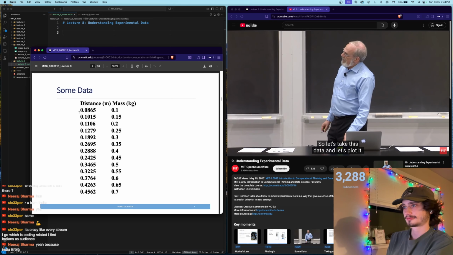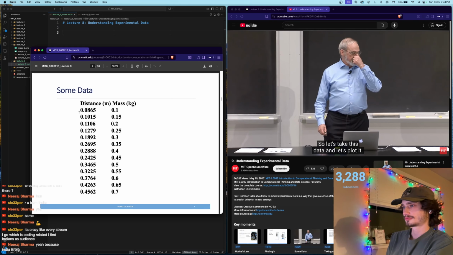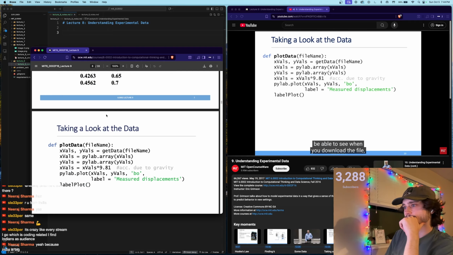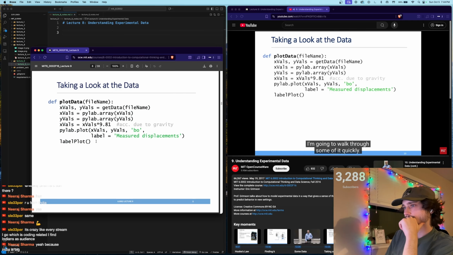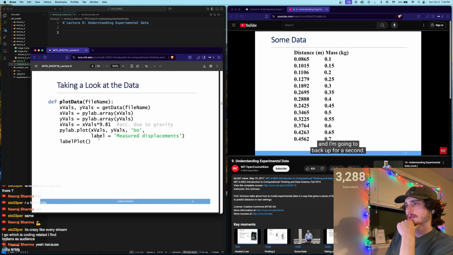So let's take this data and let's plot it. And by the way, all the code you'll be able to see when you download the file. I'm going to walk through some of it quickly. This is a simple way to deal with it. And I'm going to back up for a second. There's my data.